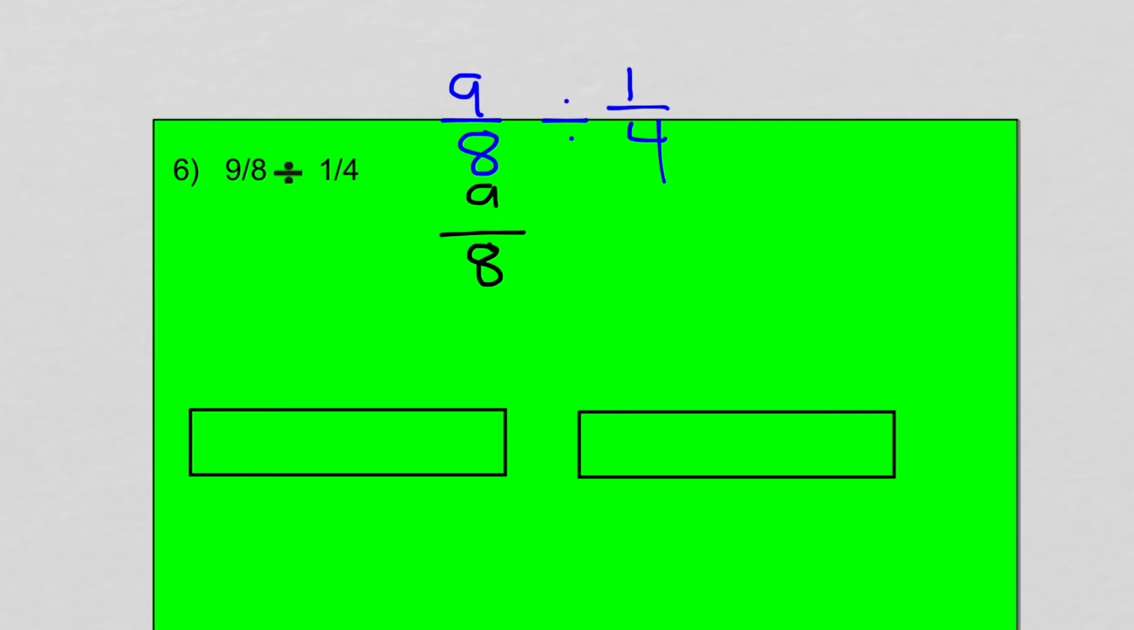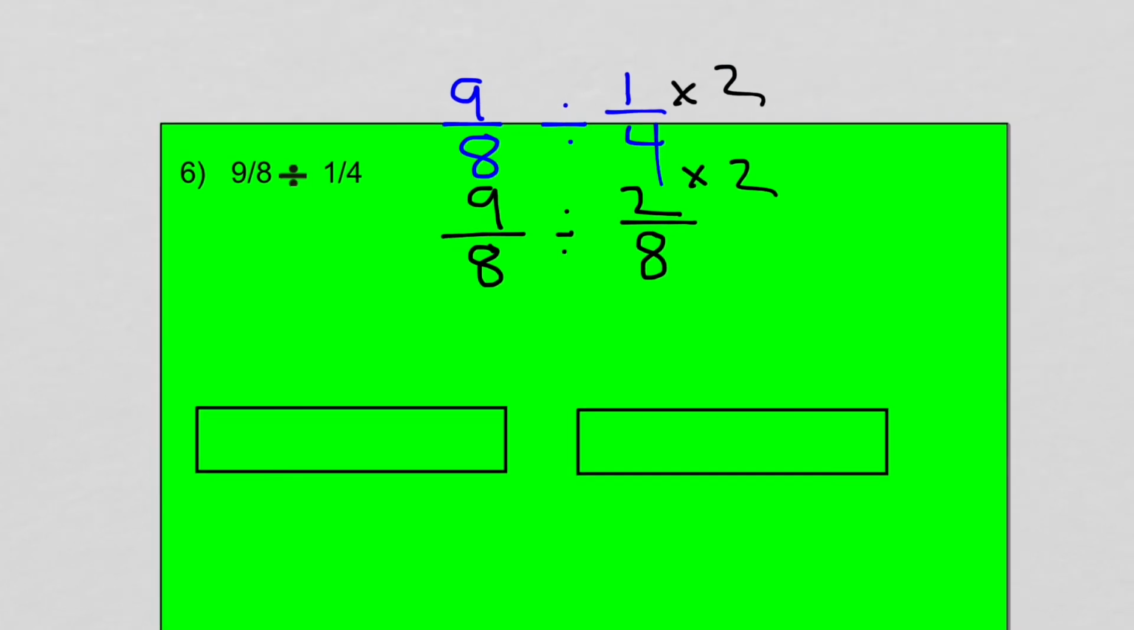So 9 over 8 stays the same. And then 4 times 2 is 8, so 1 times 2 is 2. 2 over 8. How many 2/8ths are in 9/8ths? Well, one good way to picture this is just to remember that 9/8ths is also 1 and 1 over 8, right? And that'll be good to remember.